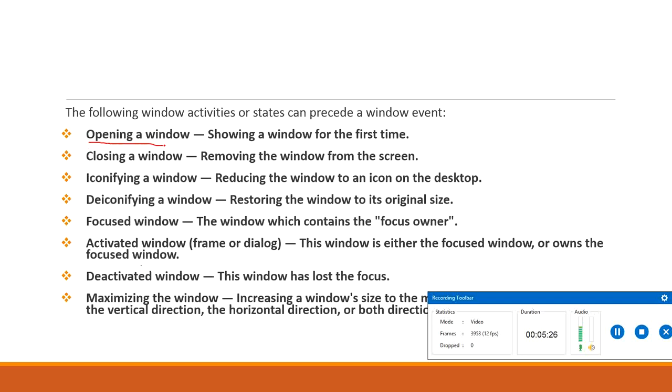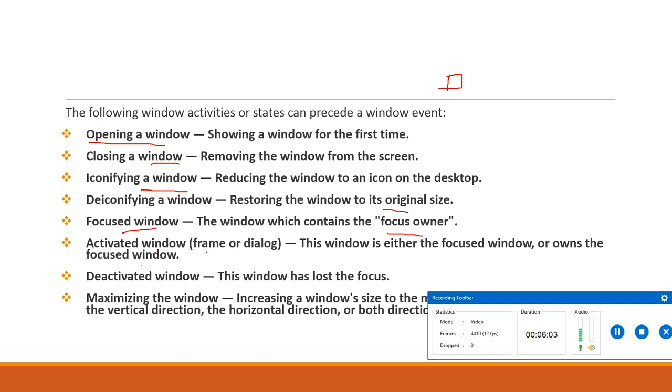So, opening a window, it shows a window for the first time. That means the window is shown on the screen. Closing a window, it removes the window from the screen. Iconifying a window reduces the window to an icon. An icon is just a small picture. De-iconifying a window, it restores the window to its original size. So just the opposite of iconifying. Focused window, the window which contains the focus owner. That means if I have many windows open, any one window will be in focus.